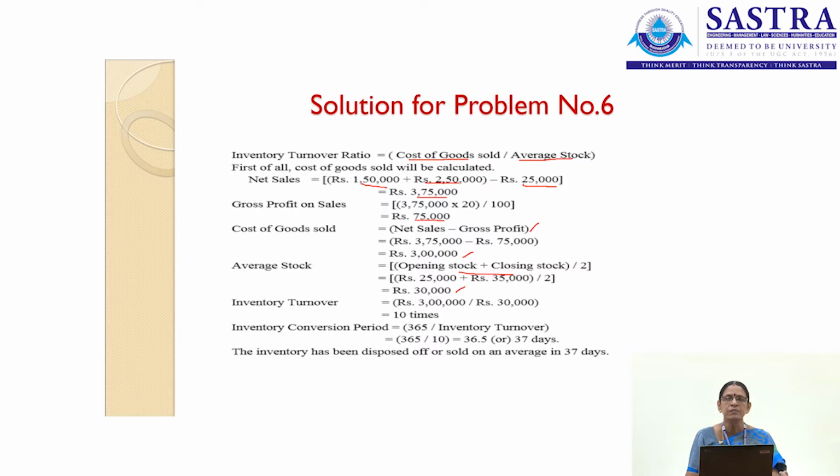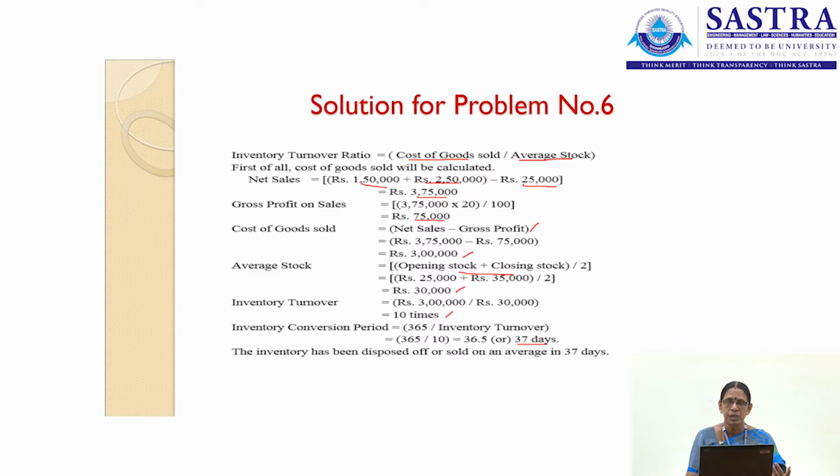Now passing on to the inventory turnover ratio: cost of goods sold divided by average stock. Cost of goods sold we have calculated as 3 lakh rupees. Average stock is 30,000 rupees, that is 10 times. Inventory turnover is 10 times. As usual, if you want to calculate it in terms of conversion period, 365 days in a year divided by 10 times, it is approximately 37 days.